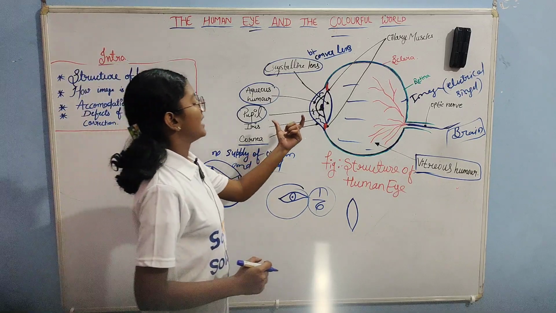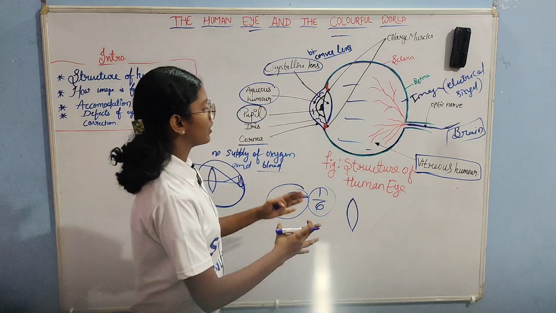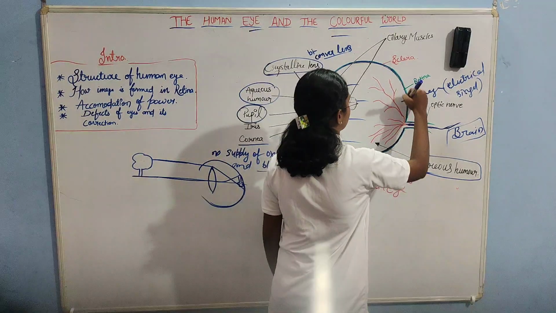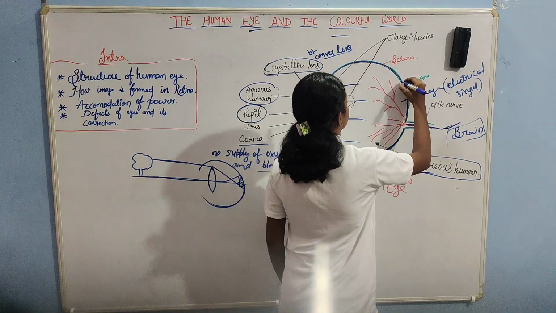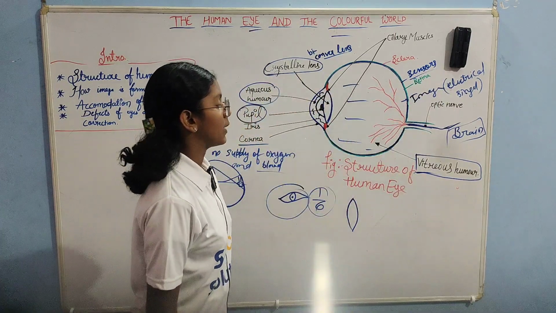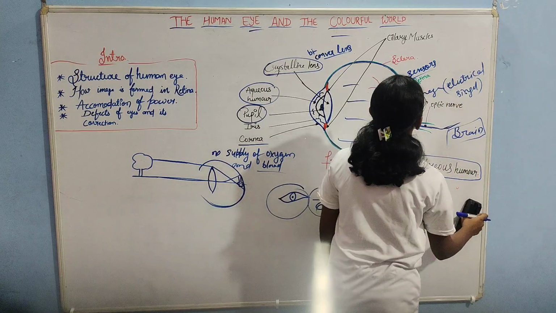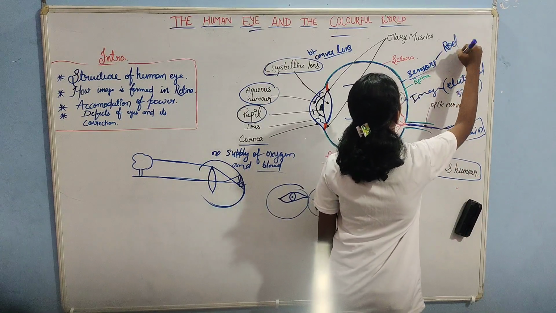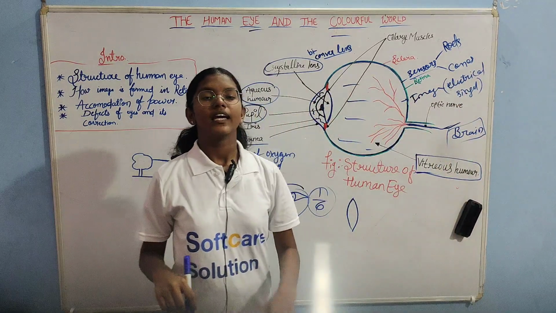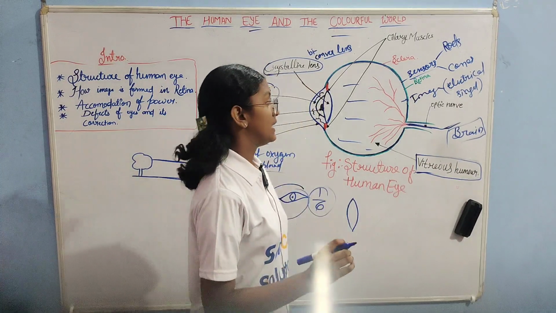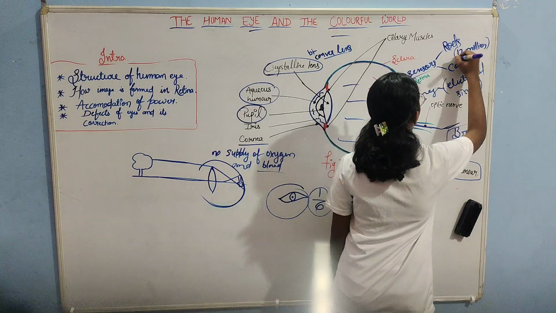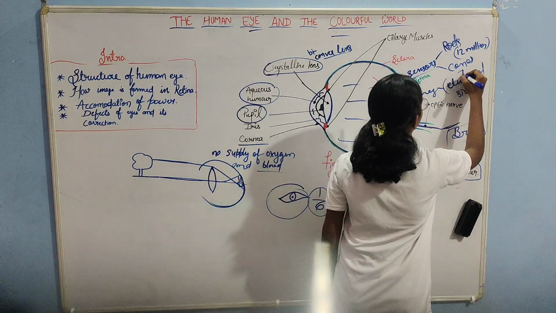One more thing: when the image is forming here, how does our eye recognize the color of that particular object? In the walls of the retina, there are some sensors. The sensors are of two types. The first one is rods and the second one is cones. In the human eye, there are approximately 12 million rods and approximately 7 million cones.